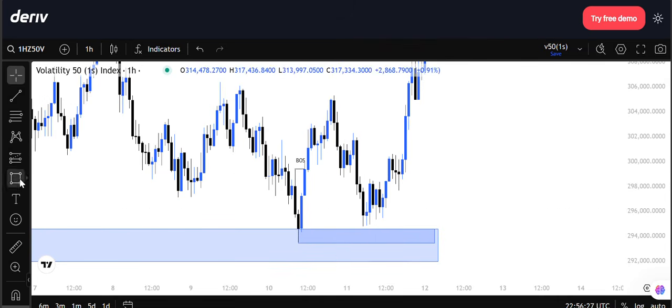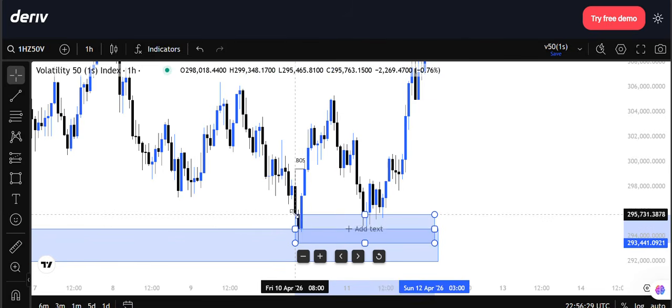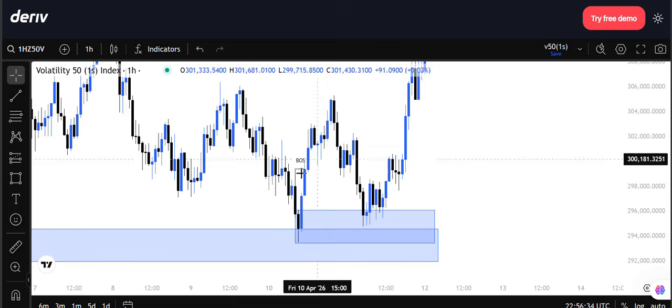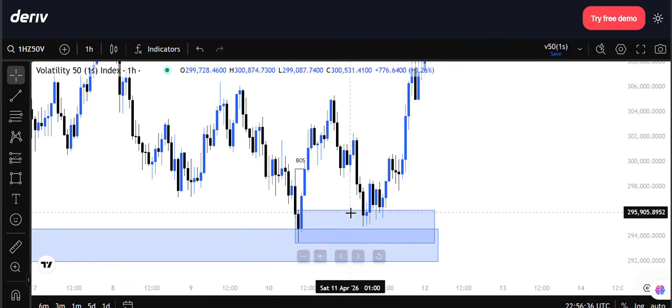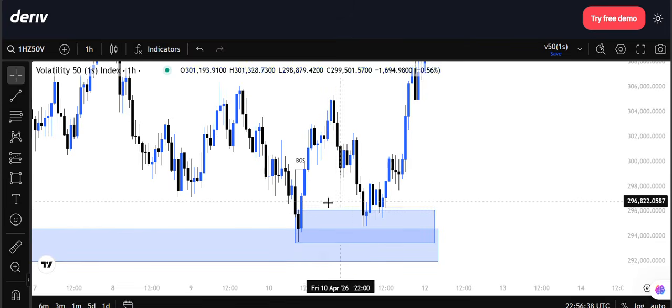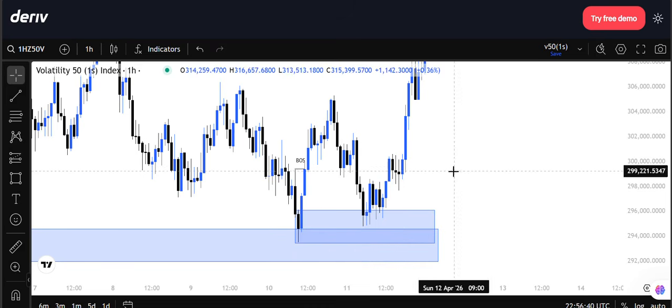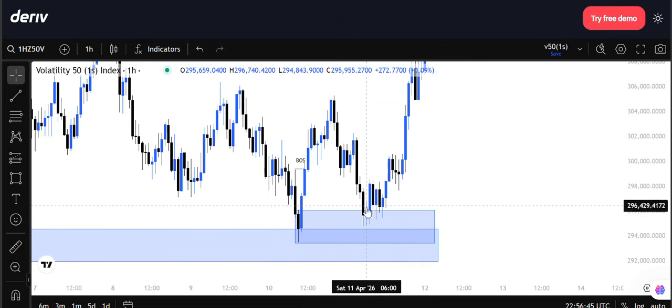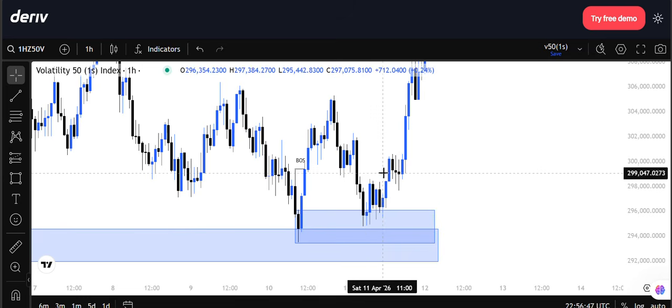So now price retraced and tapped into that same zone. This is an order block that caused that break of structure. Price came in, it tapped into that order block. The moment price tapped into that hour zone, the next thing we did is go to our lower time frame to look for our entry criteria.